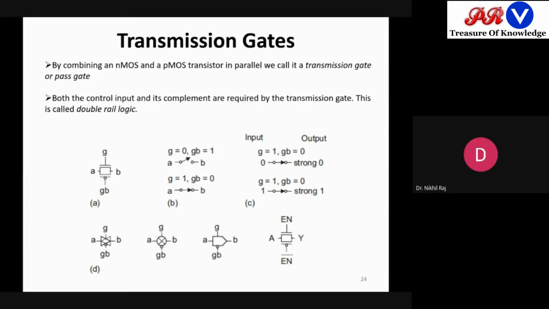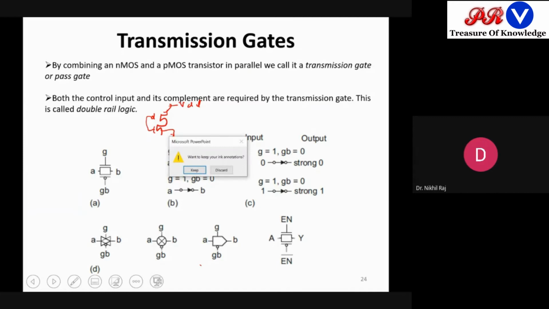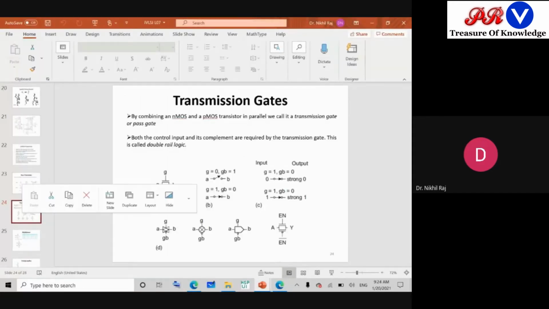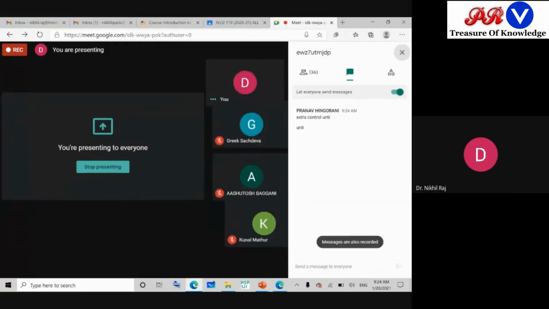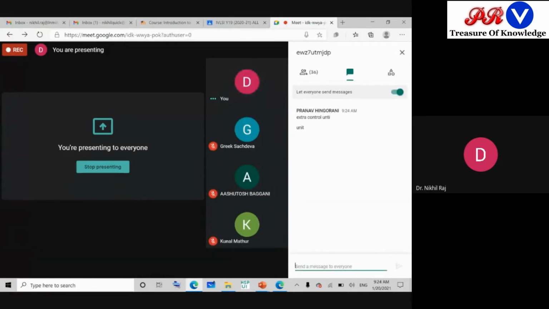Okay, so what is happening in CMOS? If you recall your CMOS architecture, this was your VDD and this was your ground, and here, let's say, we draw an inverter. Some comment? Extra control unit. Yeah, extra control is there. Other than that, Pranav, anything else you can comment?